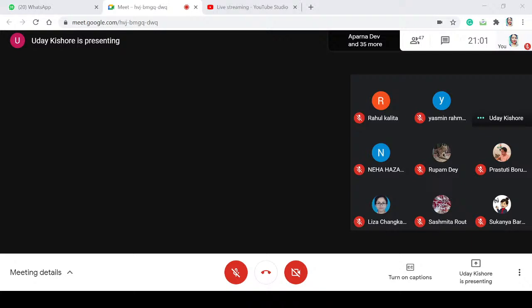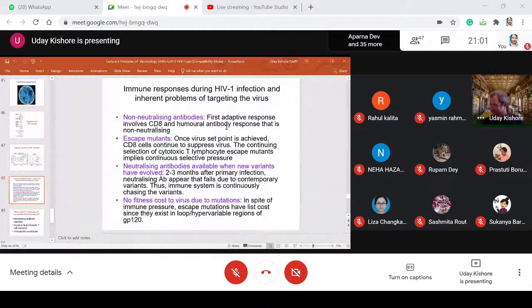Why is that happening? Now, here is the problem with HIV-1, and that's why we don't have a vaccine in spite of 30 years of research and very serious research. A number of antibodies which we make are non-neutralizing antibodies. Okay, so they are not able to inhibit HIV-1 from binding to CD4 and the chemokine receptor, so they can still infect.